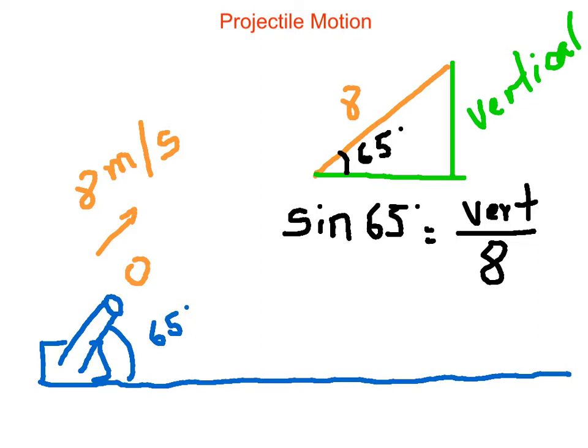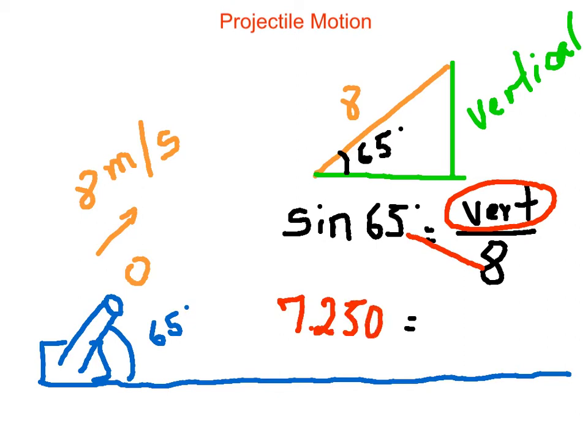This is just simple math that we need to do. We need to use our scientific calculator and find the value of sine of 65. Since we are looking for the vertical component, what we have to do is multiply these two. If we multiply the sine of 65 times 8, our result is going to be 7.250. That would be our vertical component.